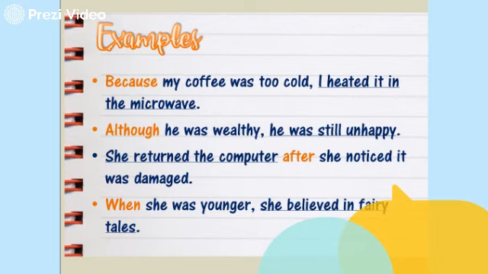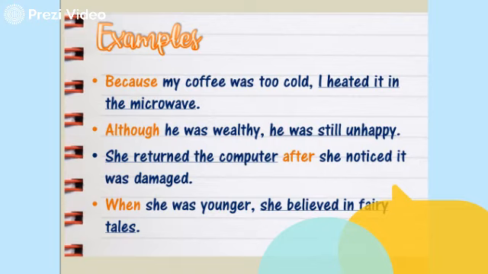"She returned the computer after she noticed it was damaged." After is the subordinating conjunction. "When she was younger," that is the dependent clause, it doesn't make any sense. We need more information. Now let's go to the second part, that is the independent clause: "She believed in fairy tales."